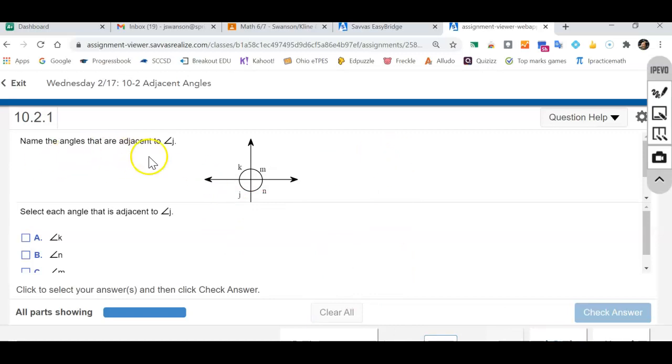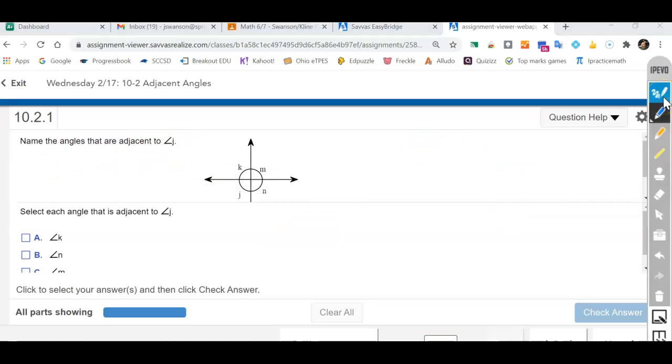So what angles are adjacent to J on this one? Our given one is J. What angles are adjacent to J? K is right, and N is adjacent to J. They're the ones sitting next to it. M is not adjacent to J, even though it shares a vertex. It does not share a side, does it?